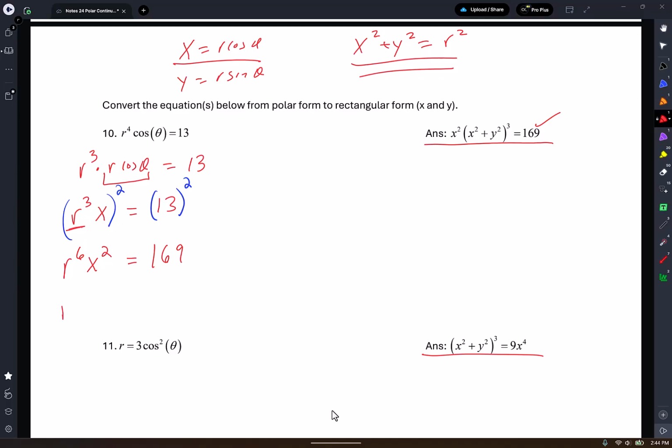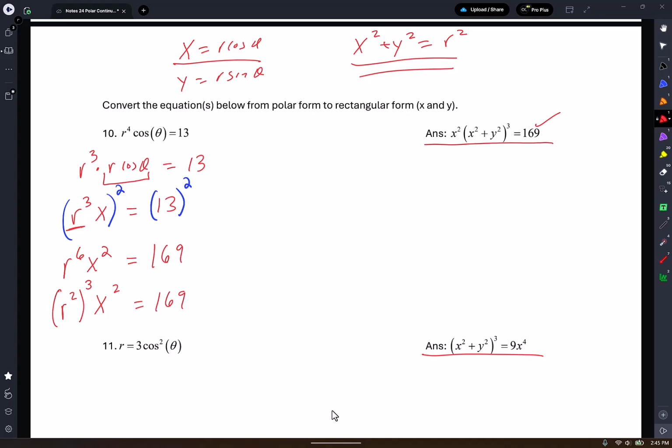Because x squared plus y squared equals r squared, so I need to get r squared. How do you get r squared, Chav? I'm just going to rewrite it. R squared, x squared, and, well, you know what? I'll just do it like this. r squared, put that in parentheses and raise it to the third, x squared equals 169. Chav, what are you doing? I don't know what you just did. Guys, r squared raised to the third, that's still r to the sixth. Do you guys see that?